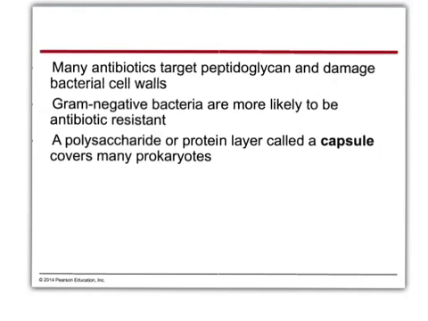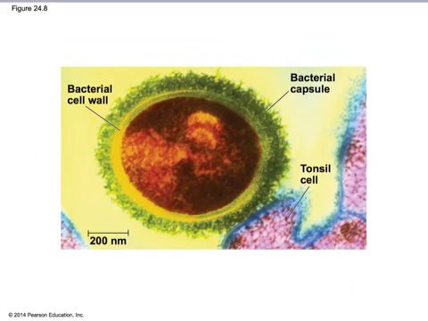There's also, in many prokaryotes, an outer polysaccharide layer outside of the peptidoglycan layer, which is called the capsule, and it covers many prokaryotes. The capsule is important for attachment to surfaces, attachment to other bacteria, and so on. So it is for interactions.